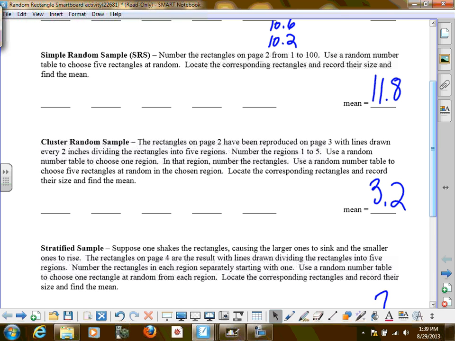Real quickly, remember this one? You numbered the rectangles 1 to 100, and then used the random number generator to pick your rectangles. So let's see what we got. Aaron, what did you get? 6. Okay, and then Darian. Okay, and Lauren.